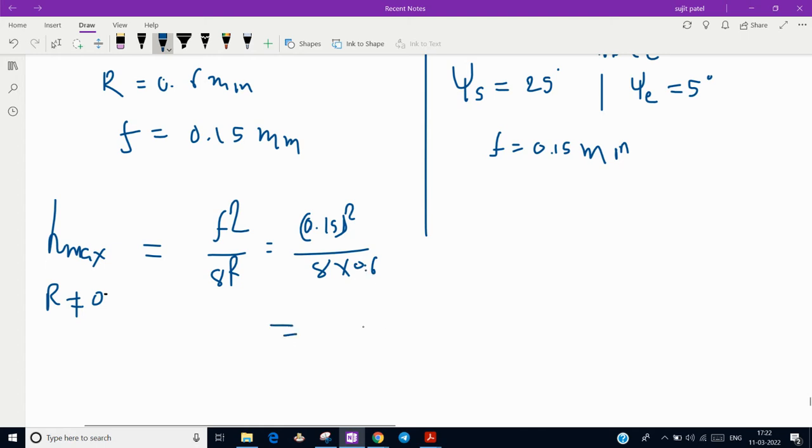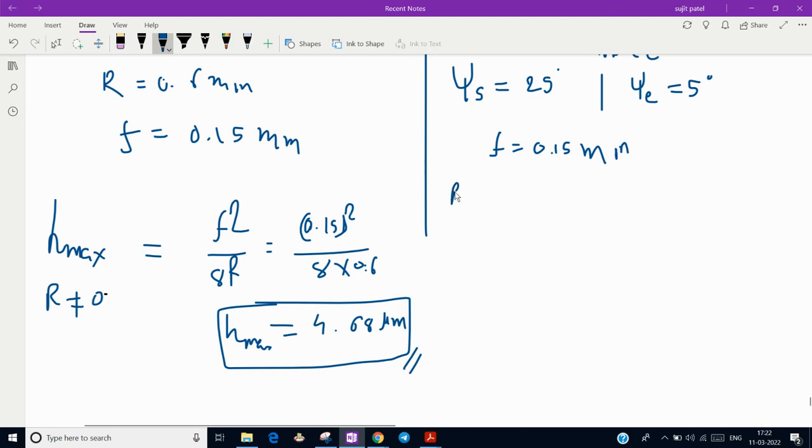When you solve this, you will get 4.68 micrometer. This is the maximum roughness height in the HSS case, and your answer should be in micrometer, otherwise your answer will not be reflected in a better way, because roughness is always indicated in microns. So in the examination keep this in mind.